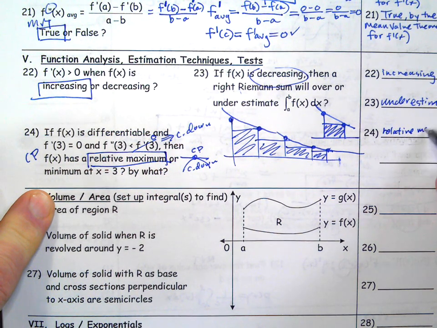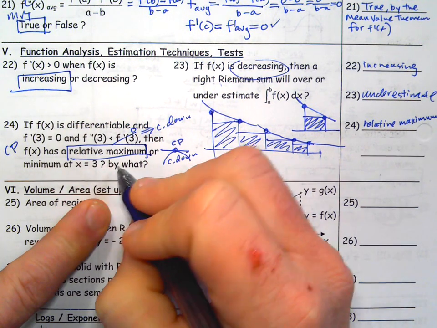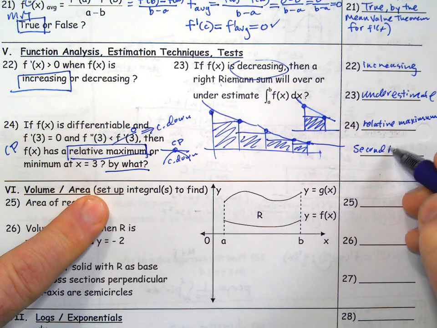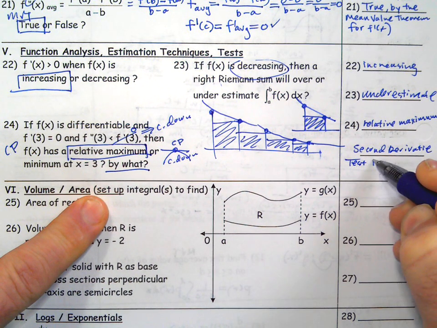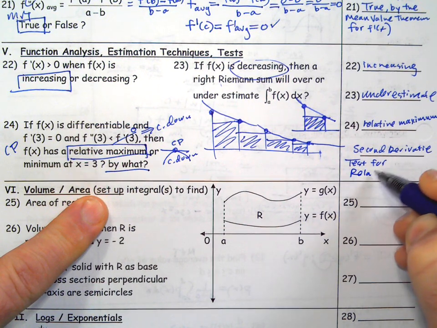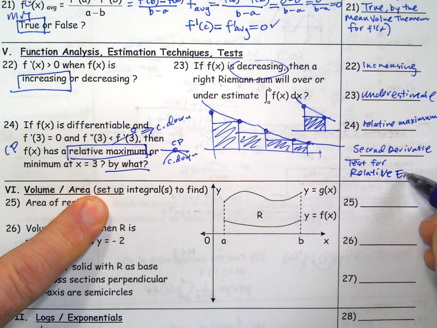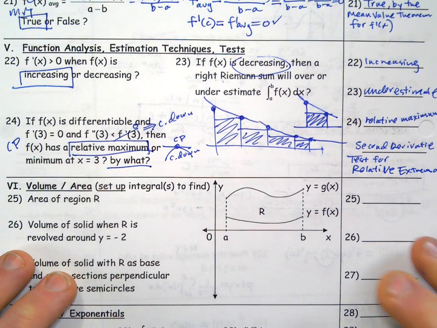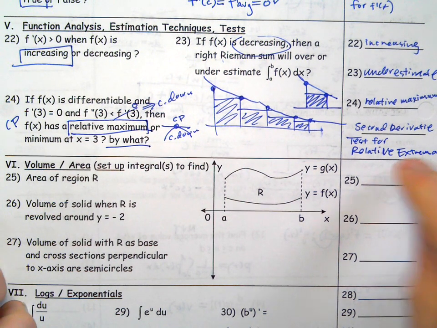I'm going to complain if you just say maximum, because maximum without relative in front means absolute, and that's not necessarily true. So there's a second part of the answer. This is the second derivative test for relative extrema. I want that whole answer. No initials. I need the "for relative extrema." Sometimes people just say second derivative test on things where they're not looking for relative extrema, so it might be good to remember that's for relative extrema.